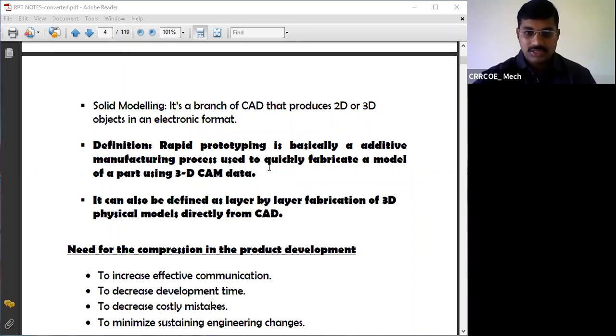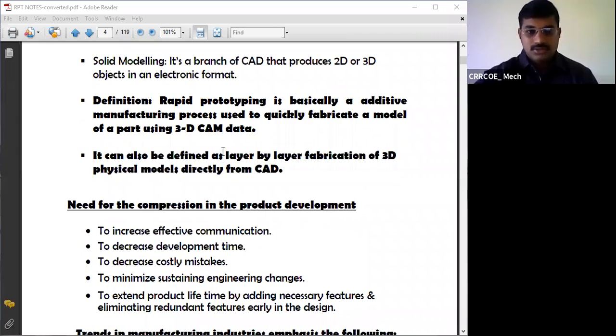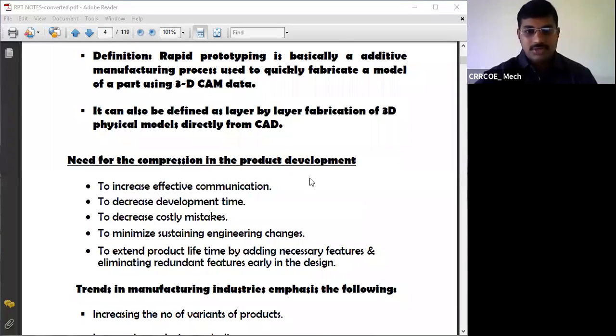In the initial process also I discussed this point. Use it to quickly fabricate a model of a part using 3D CAD data. So we have 3D data, and that will be transformed into a product output. So this is the question: what is the need for compression in product development?